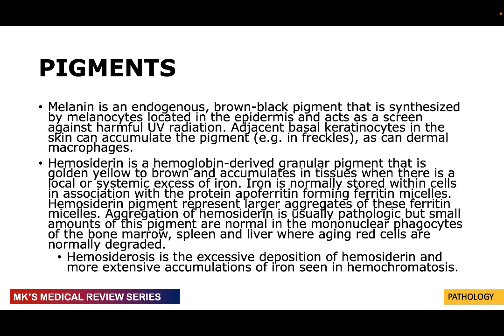Now, hemosiderin is the pigment that results when you have larger aggregates of these ferritin micelles, and it is actually pathological. Small amounts of this pigment are normal in the mononuclear phagocytes responsible for the breakdown of red blood cells in the bone marrow, the spleen, and the liver, when these red cells are aging and being degraded. But sometimes hemosiderin deposits in many tissues, resulting in hemosiderosis. And if it's much more extensive, iron can deposit in many tissues in a condition known as hemochromatosis, which may lead to damage of various organs.